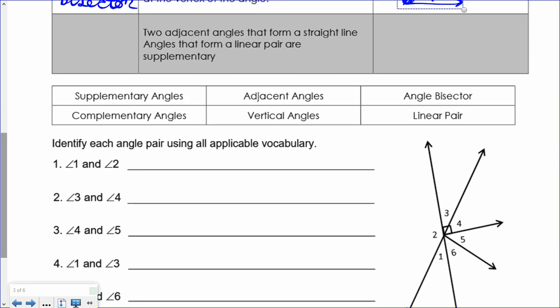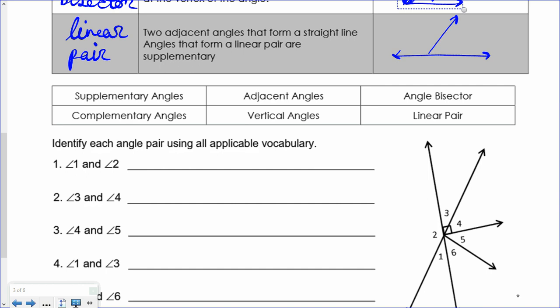All right, what about two adjacent angles that form a straight line? A linear pair. Okay, now the way that you're going to draw that is like this. Two angles that when you put them together, they are a straight line. These angles that form a linear pair are also supplementary. Why would they be supplementary if they're a linear pair? Because a straight line is 180 degrees, correct? And that was the definition of supplementary.